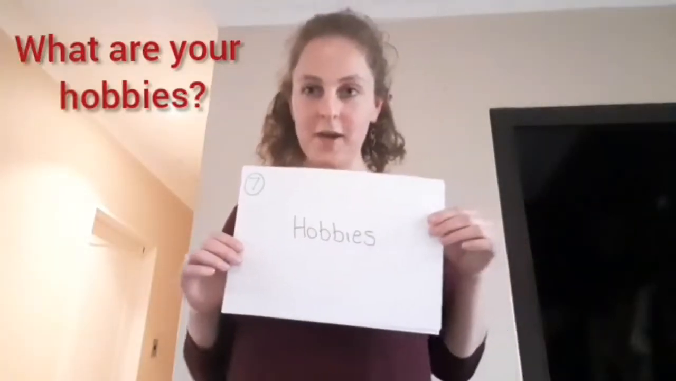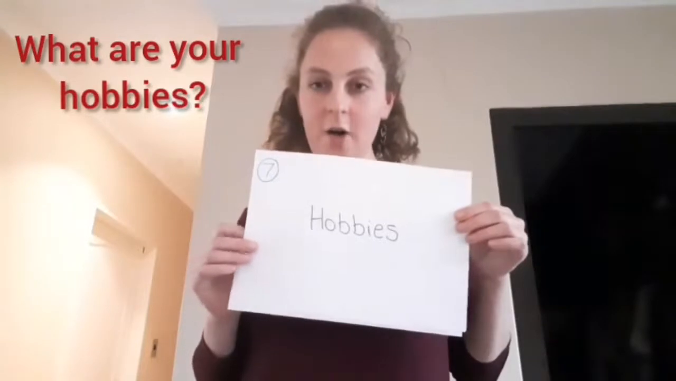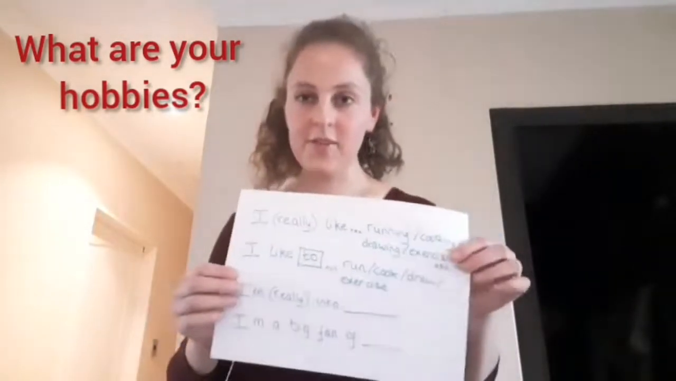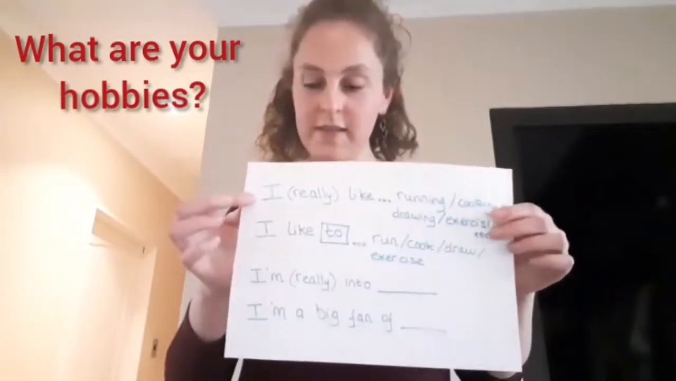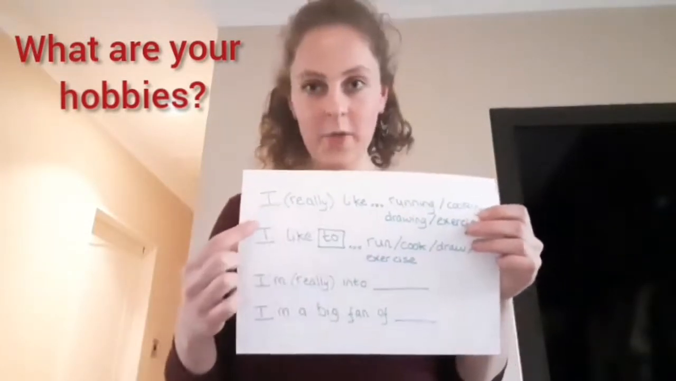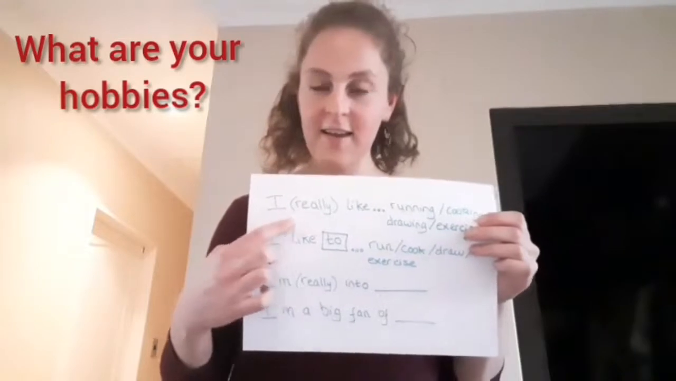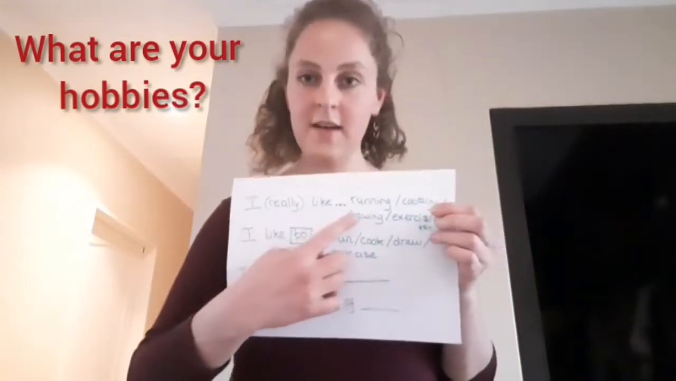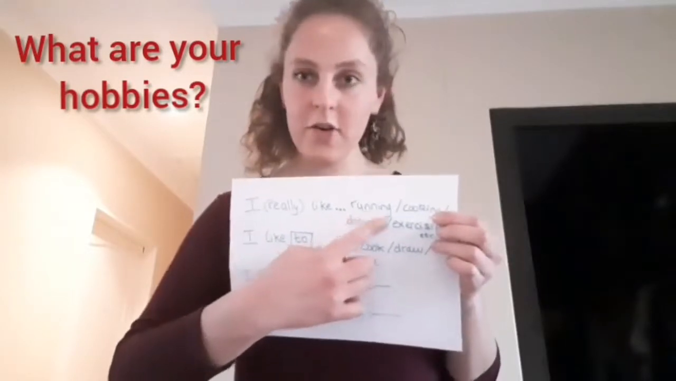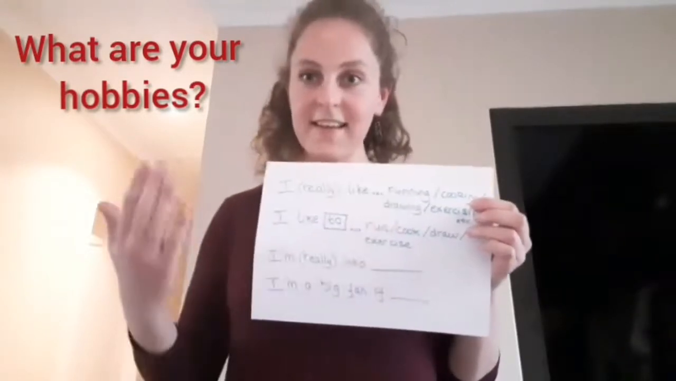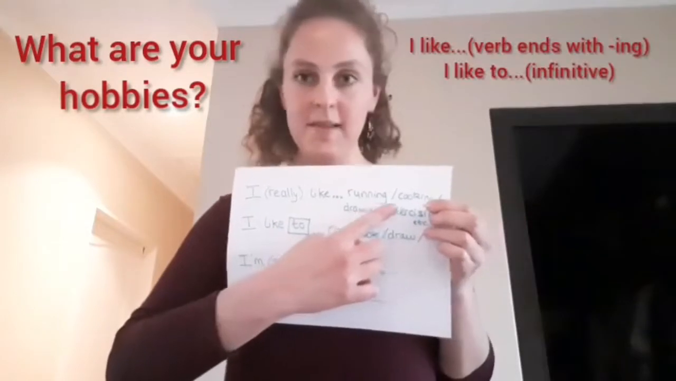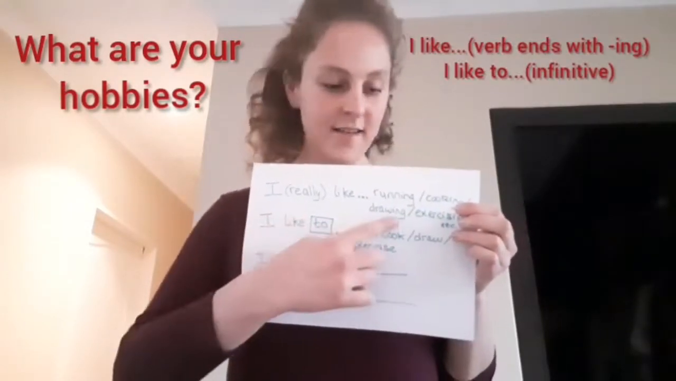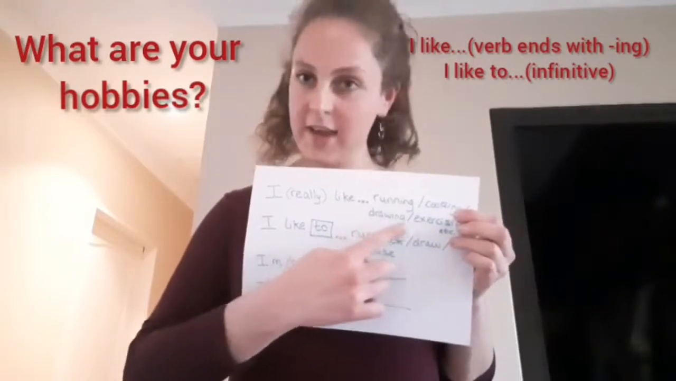Okay, now here's a fun one. Let's talk about our hobbies, things we like to do. So, to describe your hobbies, you can say, I like, or I really like, if it's a lot, the activity. For example, running, cooking, swimming, eating, whatever it is. But it must end with ing. I like something, running, cooking.